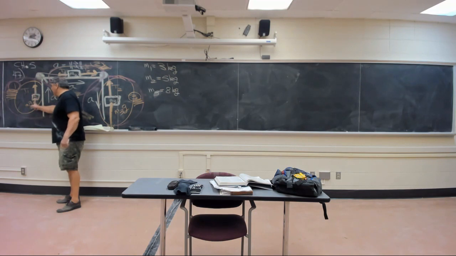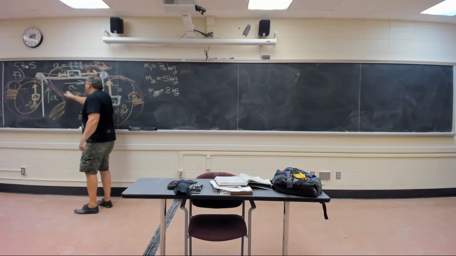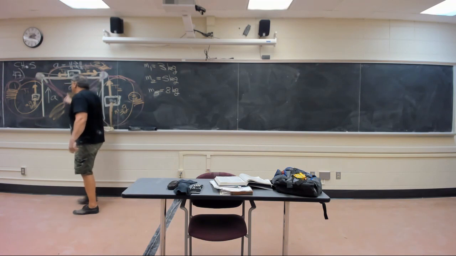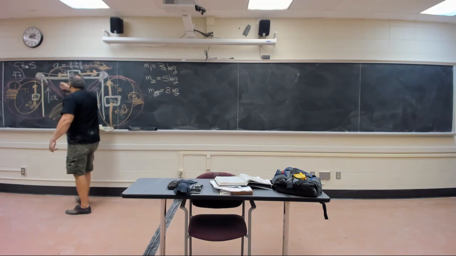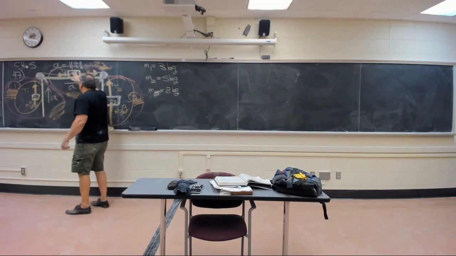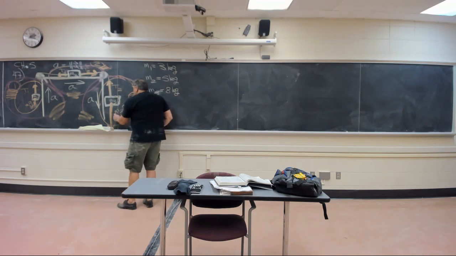T1 has got to be bigger than M1G. Why? Because there's an acceleration upward. There's a tension here, whatever it is. There's a tension here, whatever it is. This one's got to be bigger than that one. Why? Because there's an acceleration to the right. Just like T1 had to be bigger than M1G because there's an acceleration upward, there's an acceleration to the right. T2's got to be bigger than T1. M3G has got to be bigger than T2. Why? Because it's going downward. It's got to be bigger than that one.